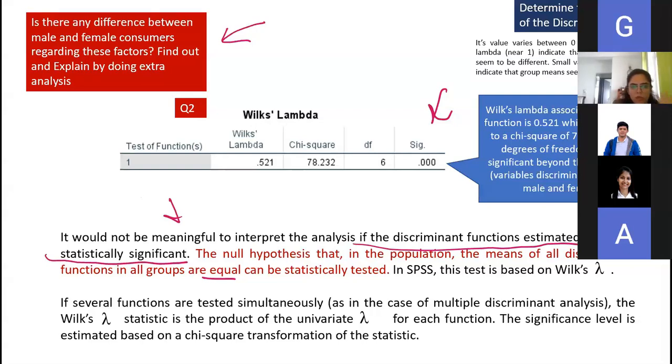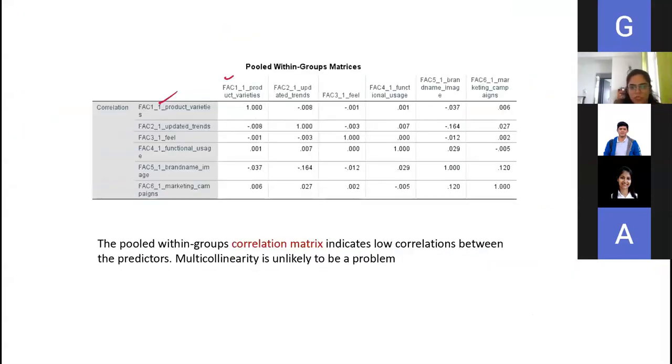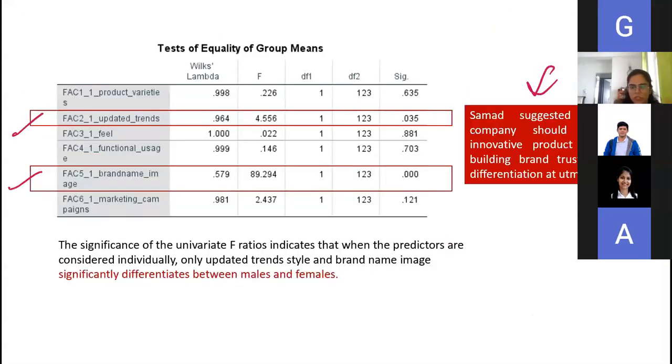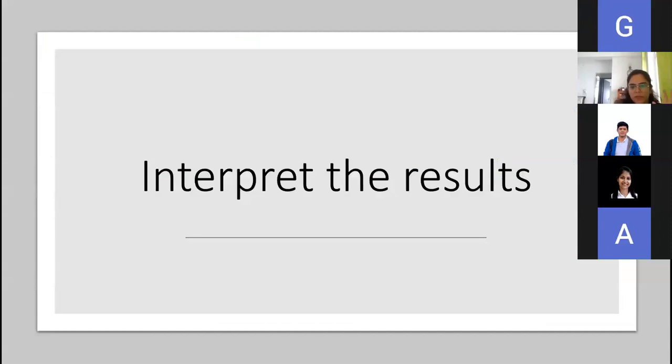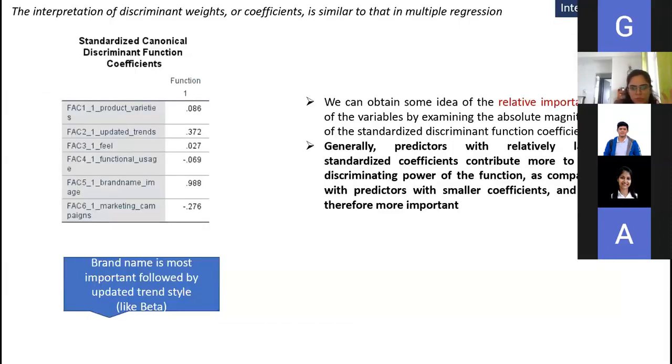Are you able to understand till now? We checked these tables, what these tables mean, and we are just mapping it to what Samad was saying. That these were the most significant, so he was right here. And then he said that males and females have some difference, and we check this using Wilks lambda. Now let's reinterpret the result, how the results are looking.